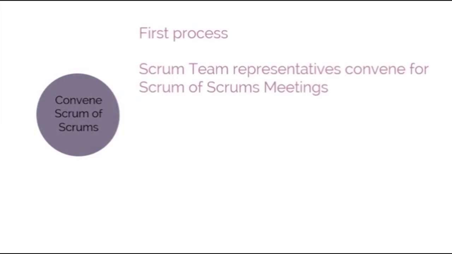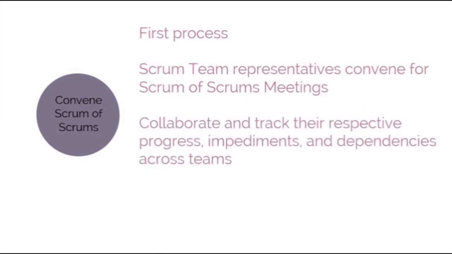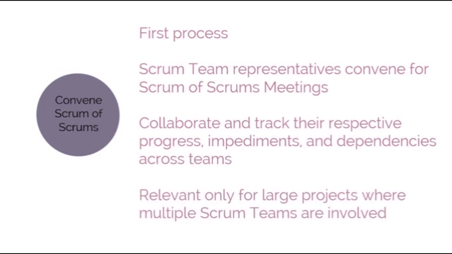In this process, Scrum Team representatives convene for Scrum of Scrums meetings in predetermined intervals, or whenever required, to collaborate and track their respective progress, impediments, and dependencies across teams. This is relevant only for large projects where multiple Scrum teams are involved.